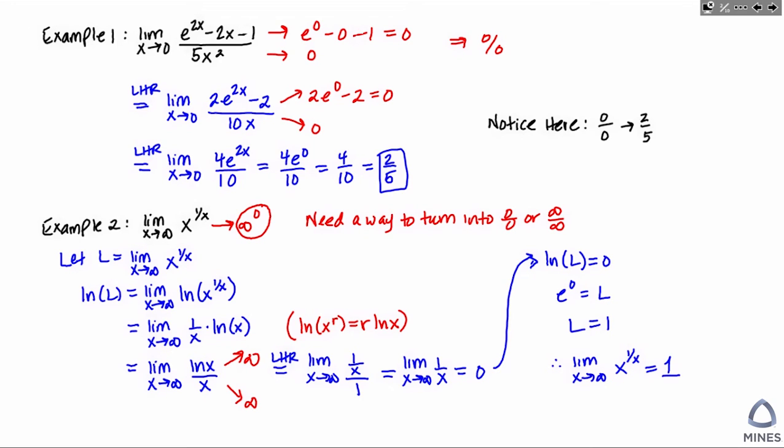Notice that in this case, our indeterminate form infinity to the 0 yielded 1 as the final answer. And we needed to do that work in between to figure it out. And that concludes our video.